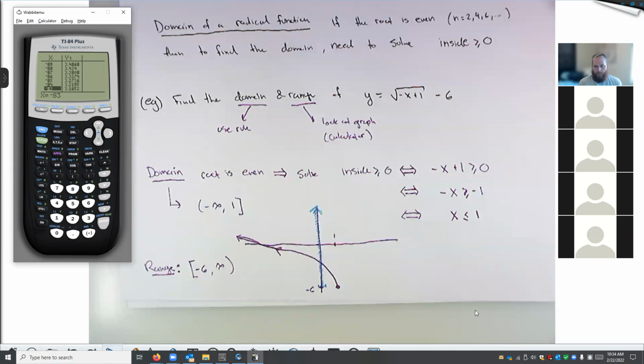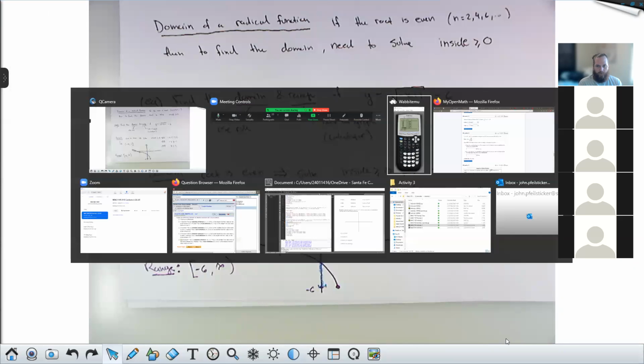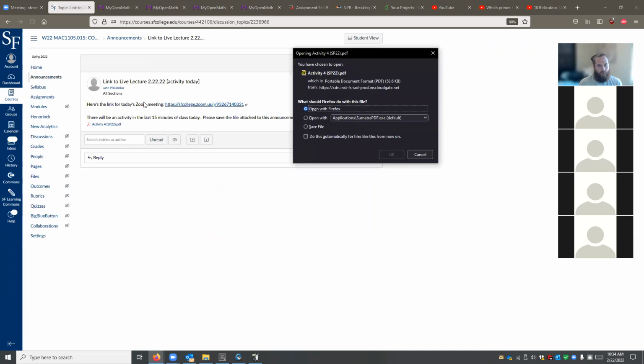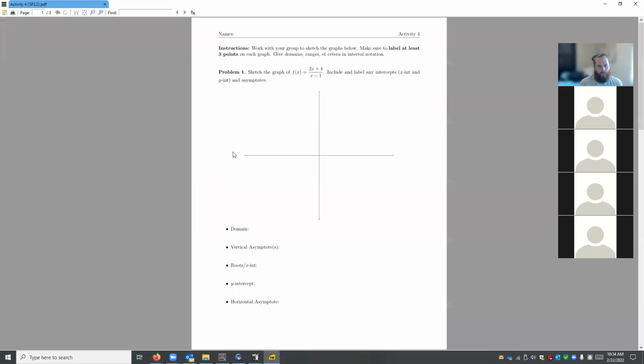I'm going to go ahead and sort us into breakout rooms so we have time to finish that activity. If you have not done so, please open, or ideally you've already printed this, but take a look at this activity. Make sure you have this saved somewhere. You can view the problems. You can click that and then open it or save it. I would recommend saving it, whichever one you want.